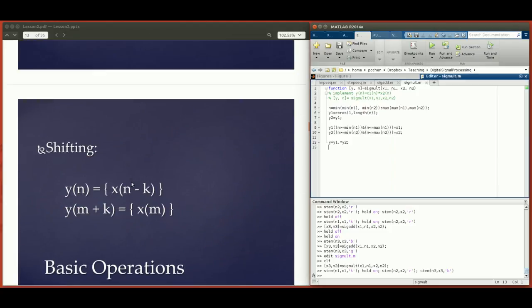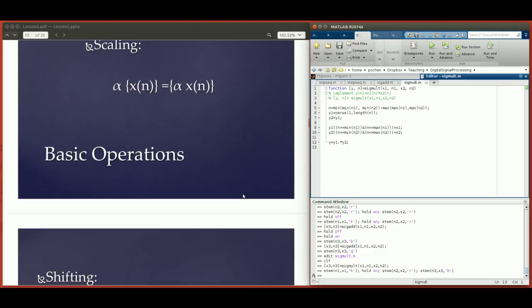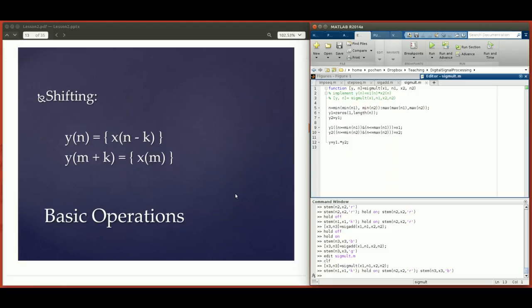The scaling operation is relatively simple, so we are not going to write a particular function for it. But in any case, if you want to multiply by a scalar, in Matlab you can just multiply a scalar with a vector. That's it. There's no particular operation to it.